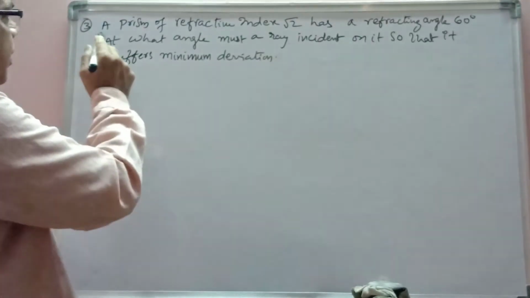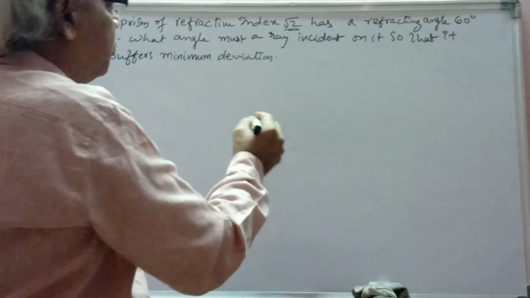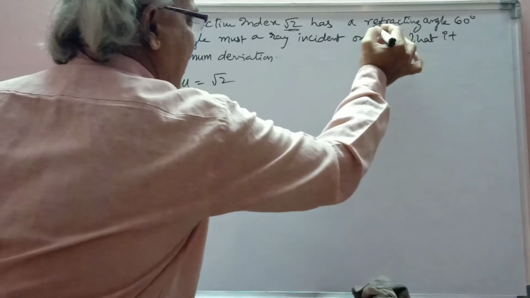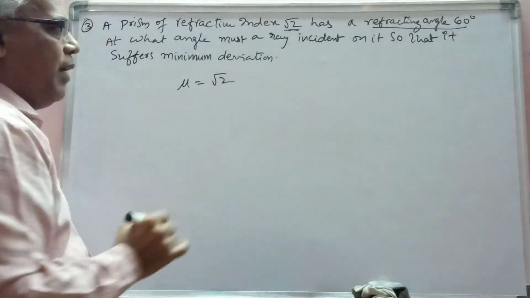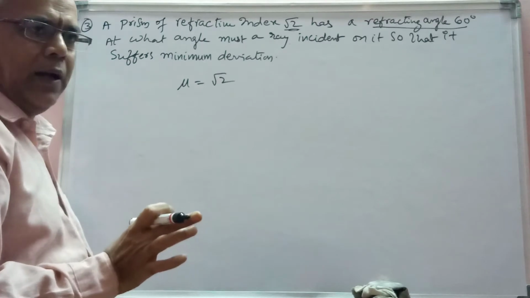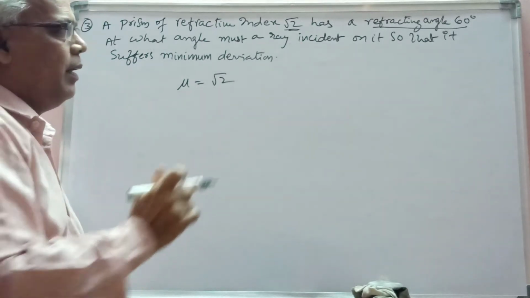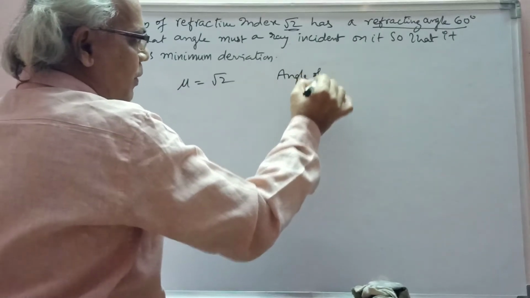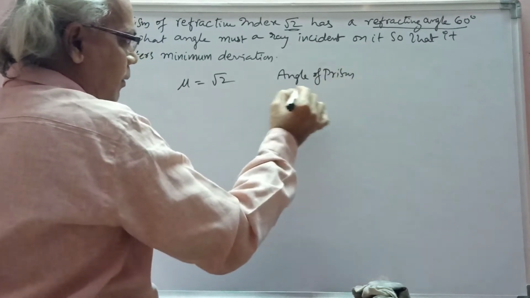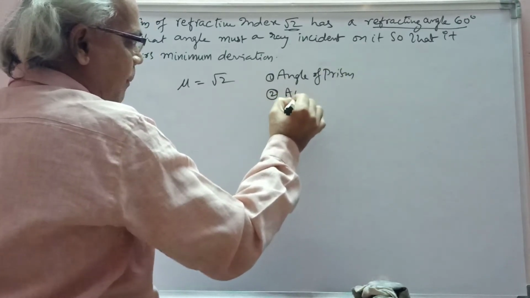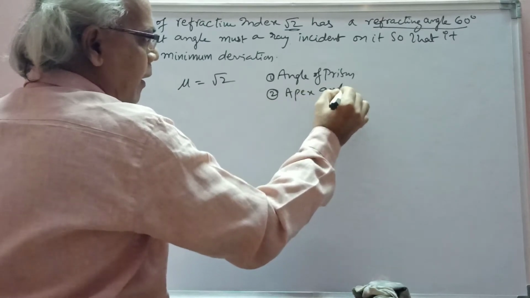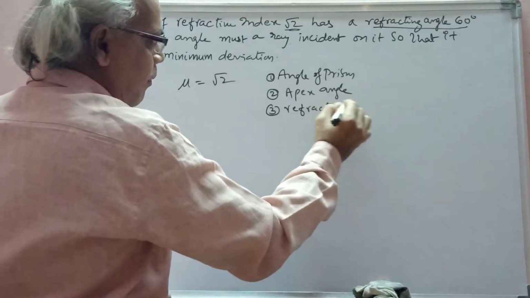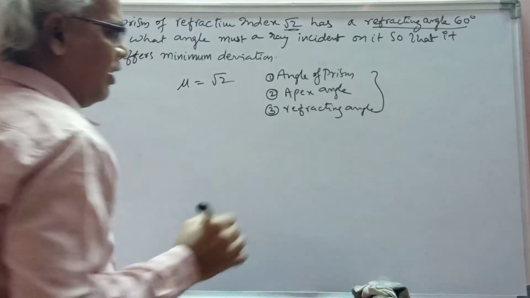In this problem, a prism of refractive index root 2, mu is equal to root 2, has a refracting angle. It is an important point. Here refracting angle means the angle of prism, not the angle of refraction. The angle of prism, the apex angle and the refracting angle, these three are the same.